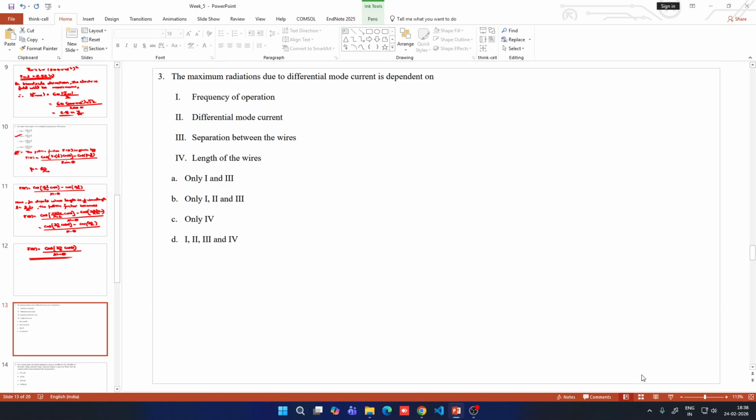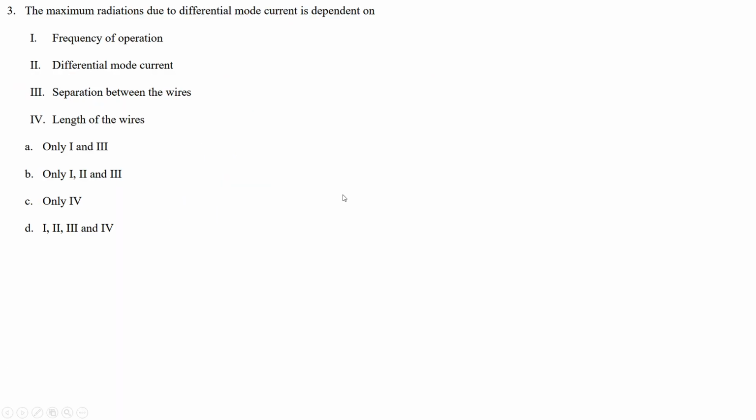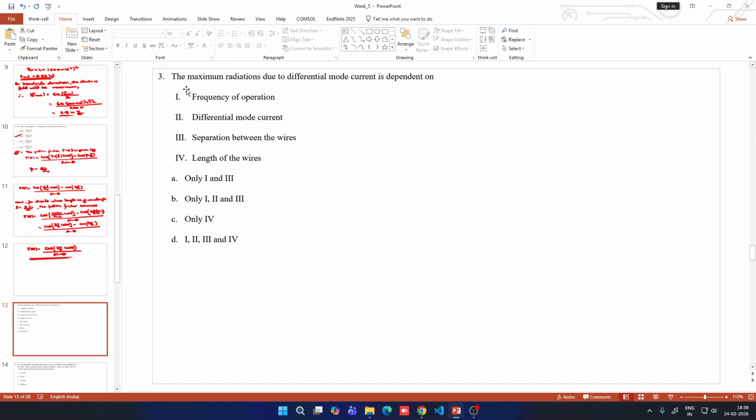Okay, now we will go through question number 3. If anybody knows the solution for question number 3, you can type it in the chat also. Question 3 asks what the maximum radiation due to differential mode current depends on. Four things are given: first, frequency of operation; second, differential mode current; third, separation between the wires; fourth, length of the wires.